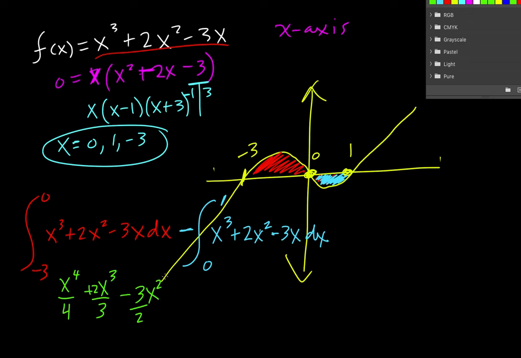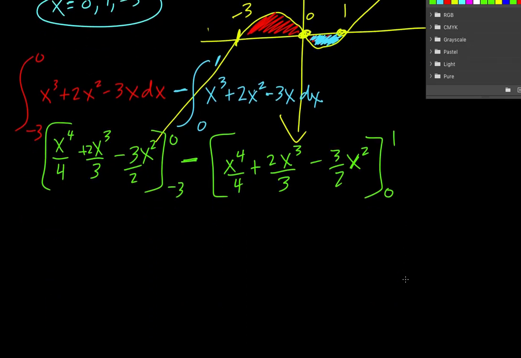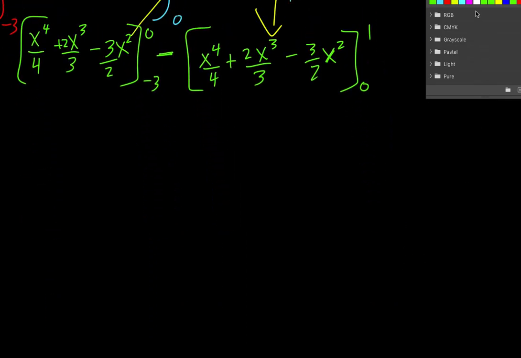And then this will be exactly the same thing, just with different limits. And so it's x to the 4th over 4 plus 2x to the 3rd over 3 minus 3/2 x squared from 0 to 1. All right, so I'm going to scroll past that. Okay, so we're going to plug in a 0 here, here, and here, so everything goes away.